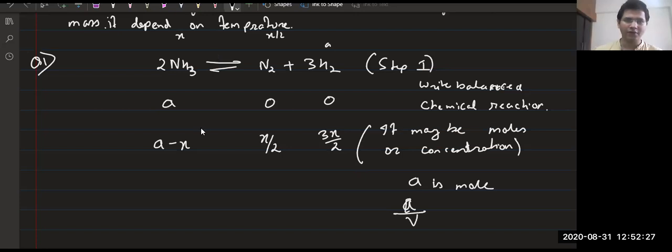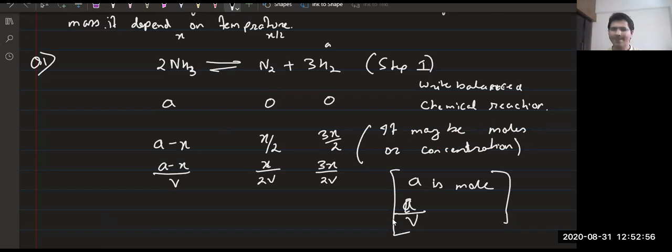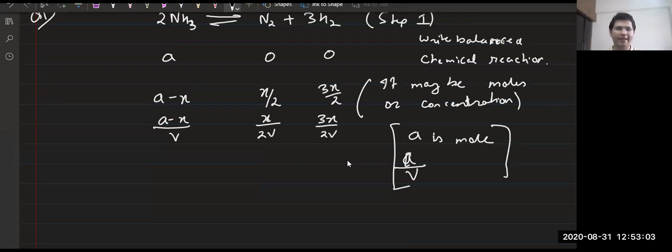So concentration of NH3 should be A minus X by V. Concentration of N2 should be X by 2V, and concentration of H2 will be 3X by 2V. Agree or not? So I hope all of you understood till this step 4. Anyone have any issue? If it would have been concentration, I would have stopped at the third step, but since it may be in number of moles, I have to divide by volume.